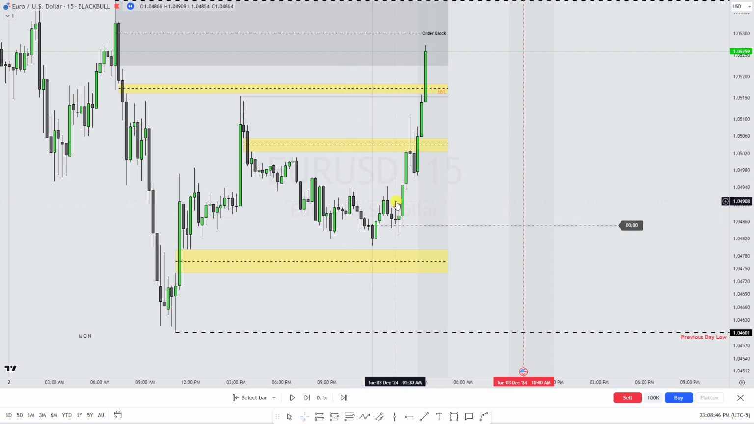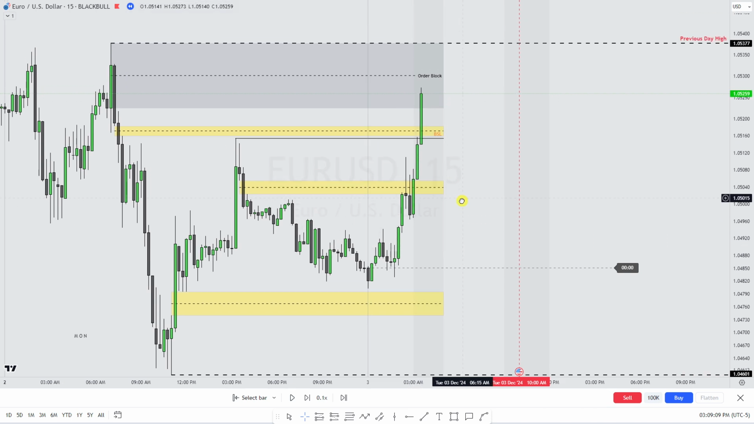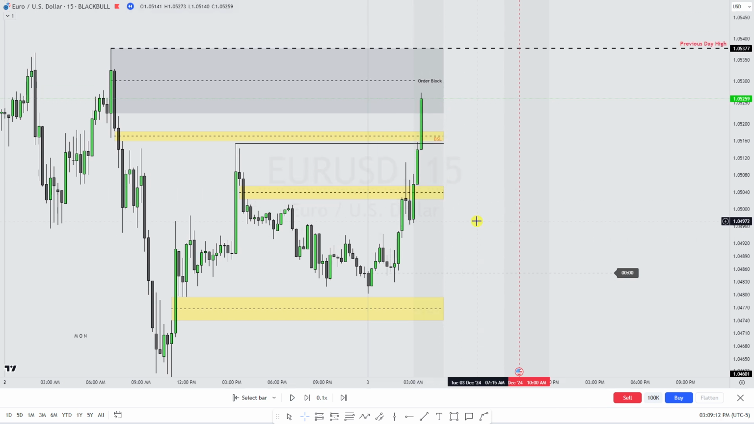But all this was irrelevant for me because I only trade within the session, and I only take opportunities that were created in session. So I may take a trade beyond 5 a.m. as long as that setup was created during the window of 3 a.m. to 5 a.m. New York time. So as of now, as you can see, we've rejected this fair value gap, so it's no longer relevant for me. I'll just take it out.